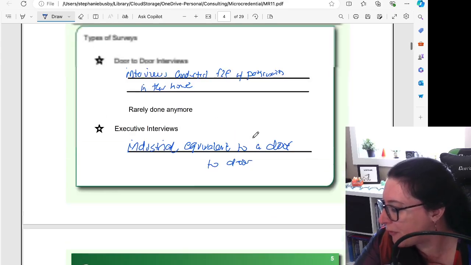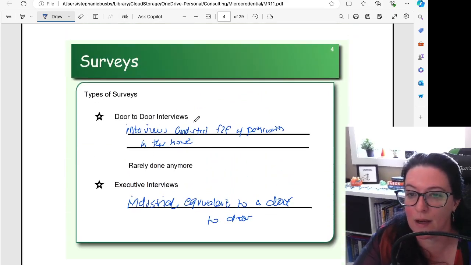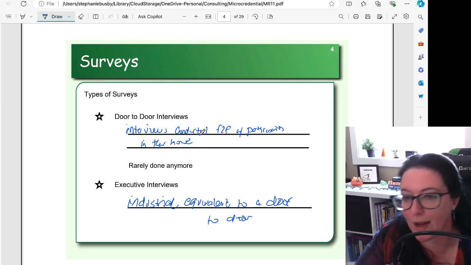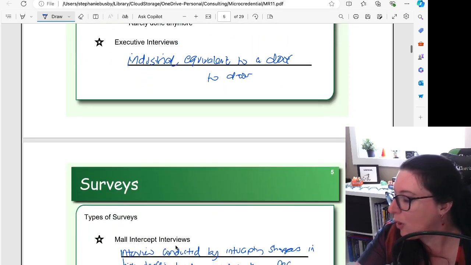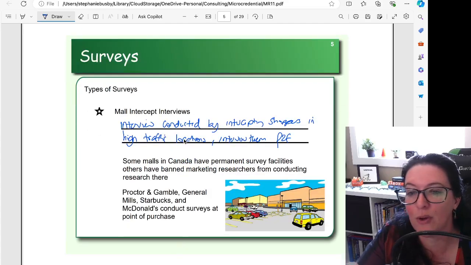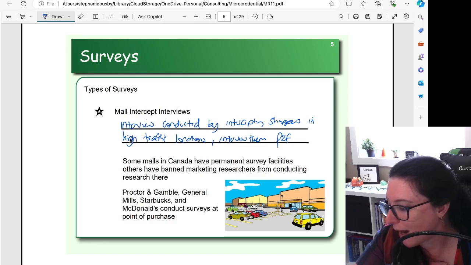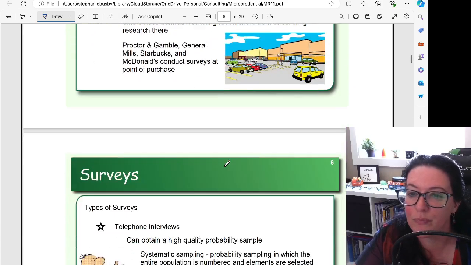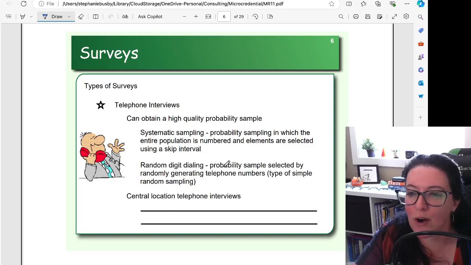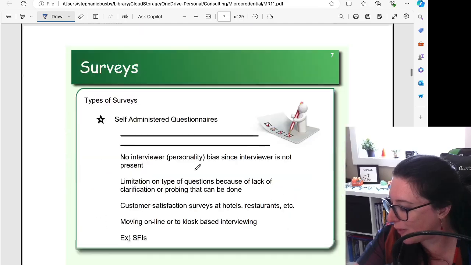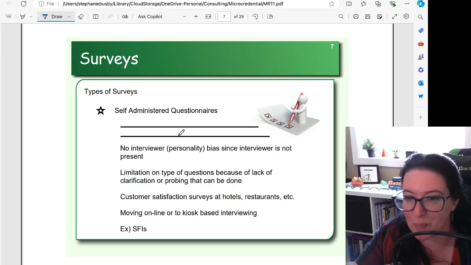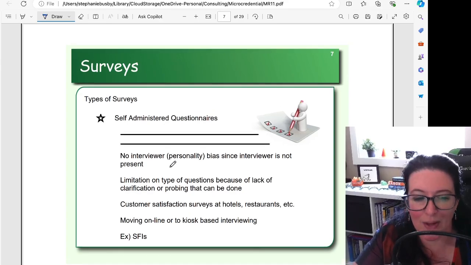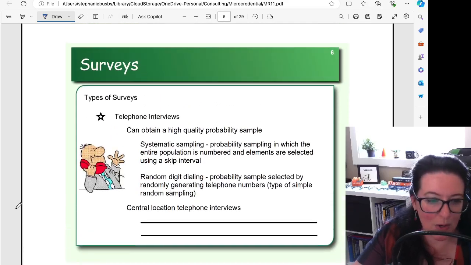All right, so far in terms of types of surveys, we can go and do it face-to-face with you at your home. We can do it face-to-face with you at your place of work. We can do it face-to-face with you at a place that you frequent, a high traffic location like a mall. Okay. The next ones are no longer face-to-face. So we have telephone interviews, and then we have the self-administered questionnaire, which is the piece of paper or the online survey that you're probably most familiar with. So let's talk about telephone interviews.